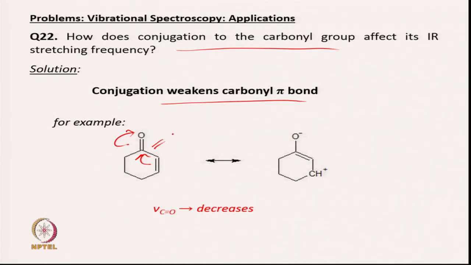Conjugation leads to weakening of the carbonyl pi bond, and that decreases the value of K, and so the frequency of the CO bond decreases. So, on conjugation, the frequency of the CO bond decreases.